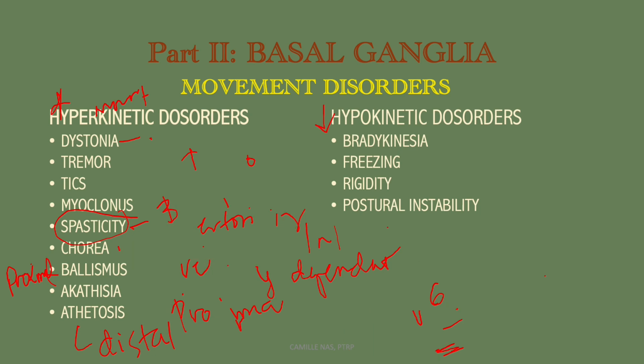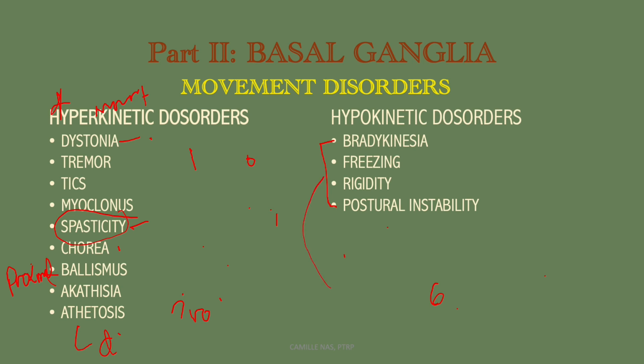Okay. So, next we have the hypokinetic disorder. So, we have the bradykinesia, which is slowness of movement, slowing of movement. Ito, lahat to actually are manifestation of Parkinson's disease. So, slowness of movement. Yan, they have difficulty initiating and performing new movement, bradykinesia.